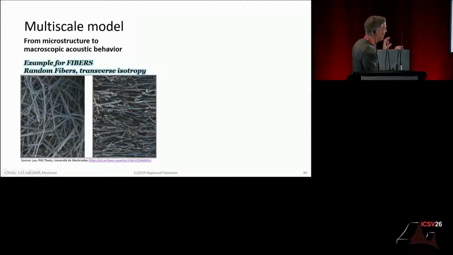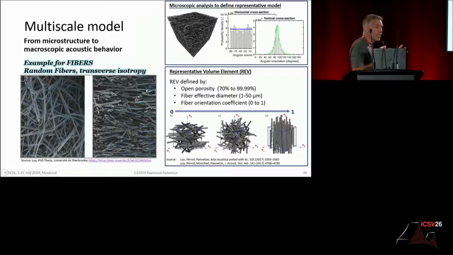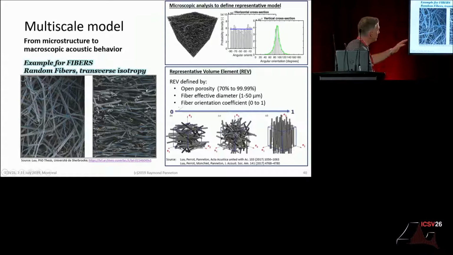limit our studies to what we call random fibers, with transverse isotropy. And then we make the same procedure, look at the microscopic scale, make some analysis to determine what would be here a macroscopic model for this one. Contrary to the cellular material, where a periodic unit cell was possible to define, here we work with what we call a representative volume element.